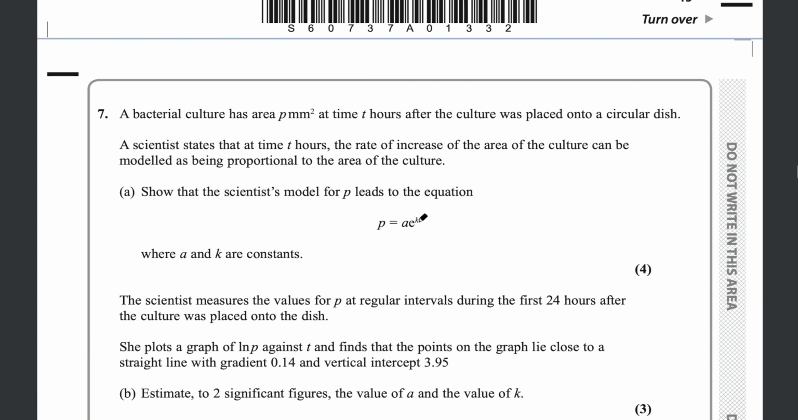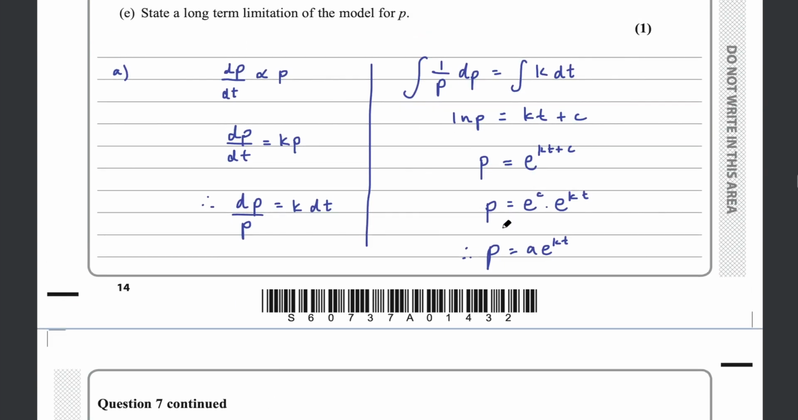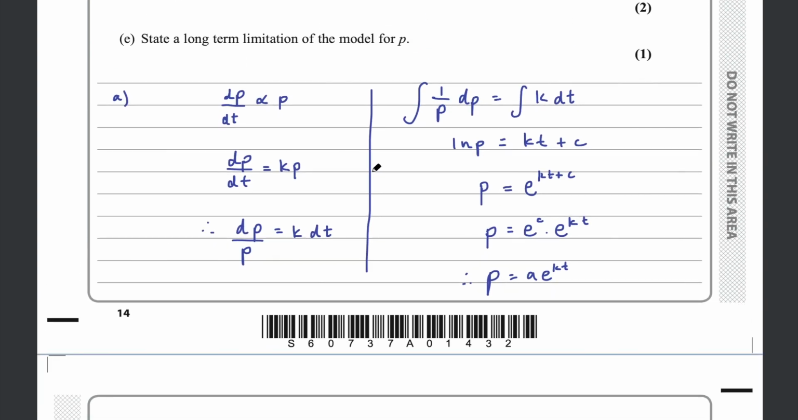Alright, so just checking, a e to the kt we've got there. So a bit of algebraic manipulation and taking the integral was involved there. Fairly complex, I think, but hopefully that makes sense.